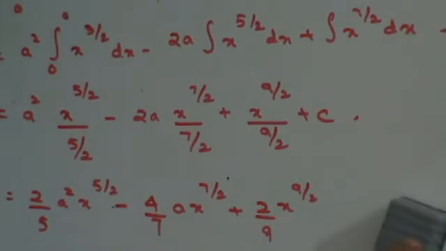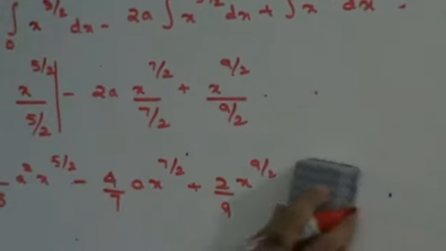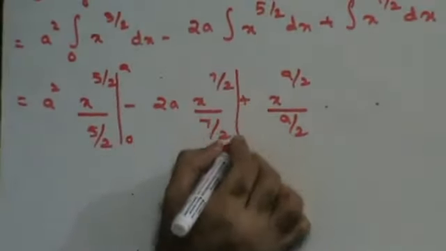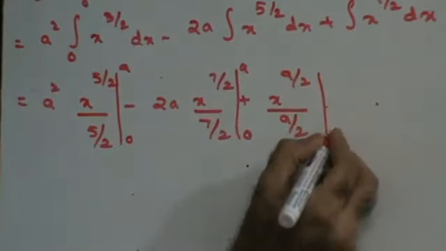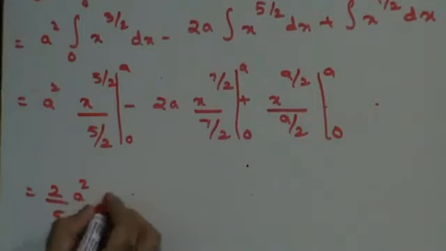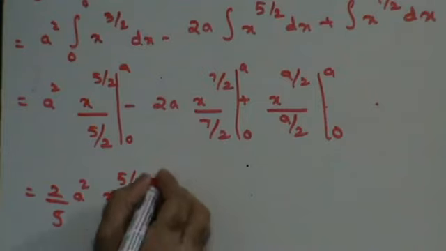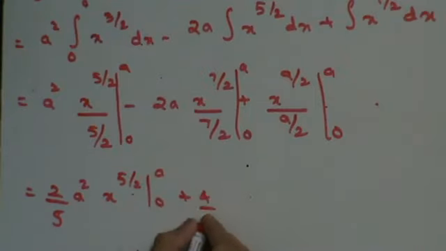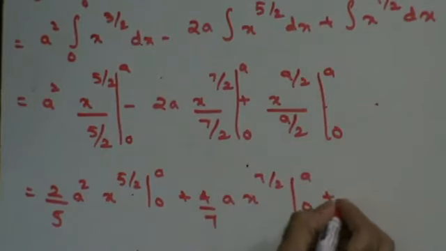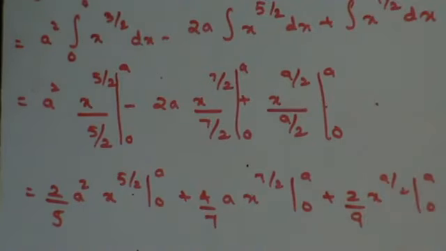When the limits are from 0 to a, here you have limits from 0 to a for each term. So this is going to be 2 by 5 a square x raised to 5 by 2 when the limits are between 0 to a, plus 4 by 7 a x raised to 7 by 2 when the limits are between 0 to a, plus 2 by 9 x raised to 9 by 2 when the limits are between 0 to a.